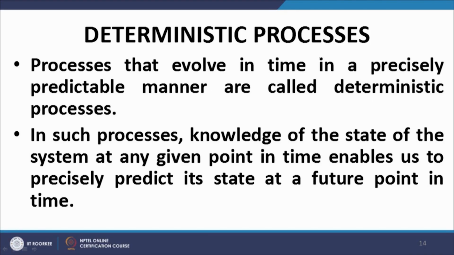So, let me read it out for you. Processes that evolve in time in a precisely predictable manner are called deterministic processes. In such processes, knowledge of the state of the system at any given point in time enables us to precisely predict a state at a future point in time. So, there is no randomness in their behavior. If you know their status at a given point in time, let us say arbitrarily that you know it at t equal to 0, then you can precisely predict how the process is going to evolve over the future time period for which the experiment or observation is to be made.